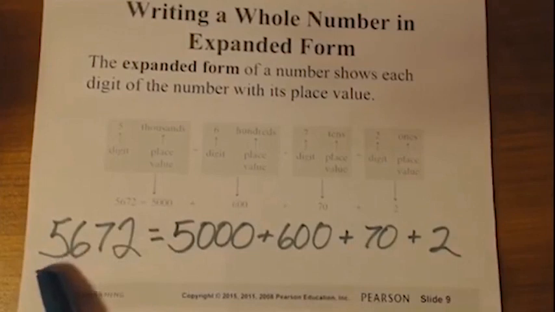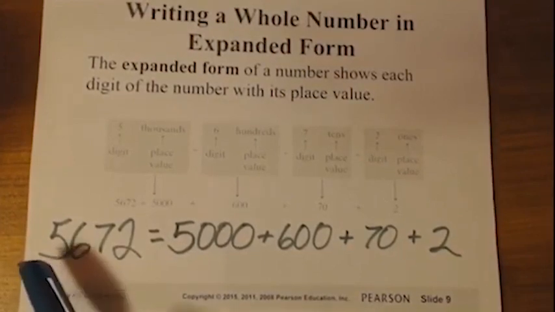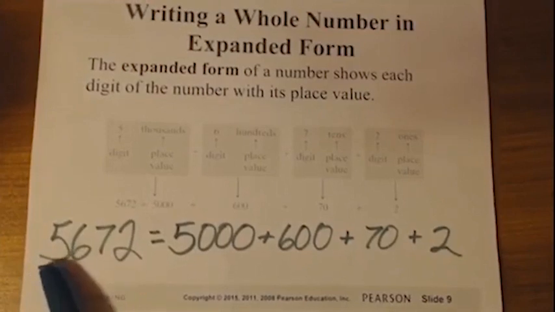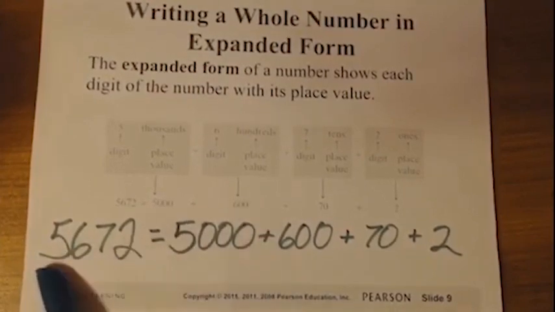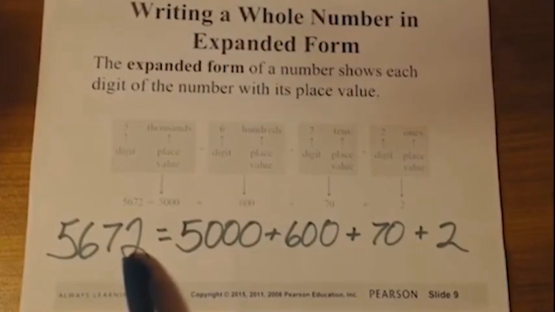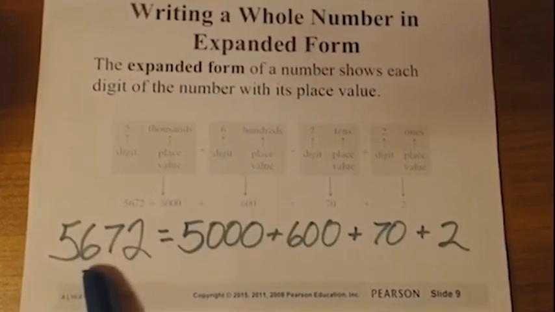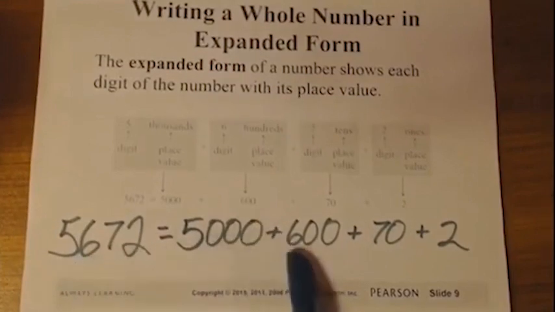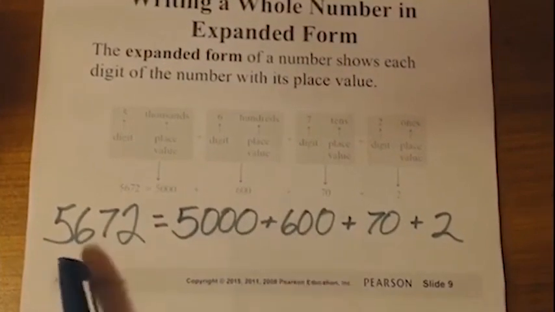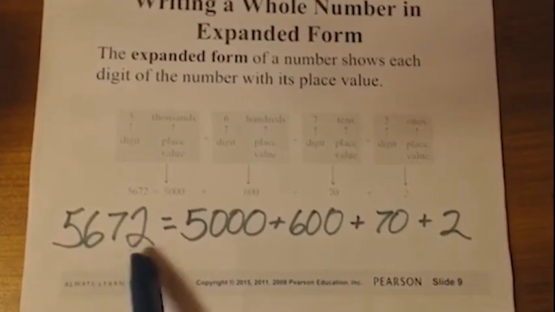5,672 is comprised of a 5, which has a place value of thousands. So 5,000. You could also get that by taking the 5 and replacing every digit to the right with 0. Then we're going to add to that the next digit, the 6. The 6 is in the hundreds spot. So we have 600s, 600. Or again, that's the 6 with 2 things after it that we're replacing with the 0.